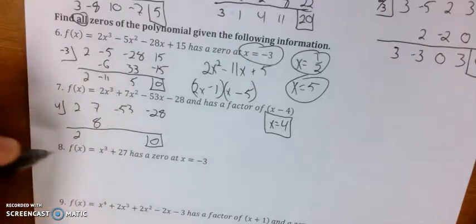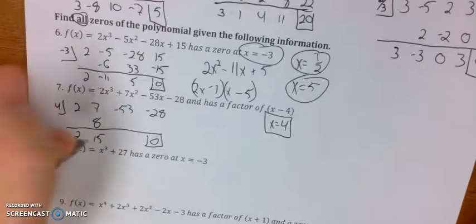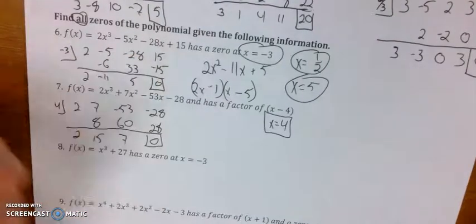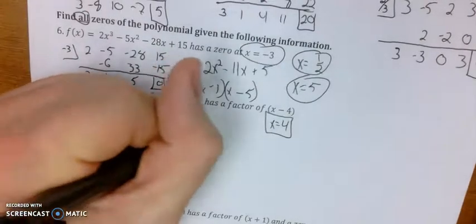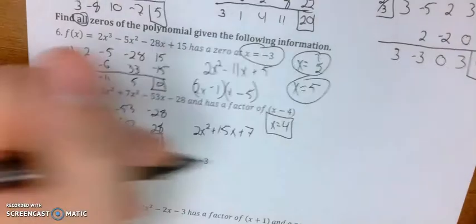Drop down the first number. Every time we go diagonally, we multiply. Ooh, 15 times 4 is 60. Okay, so now we're at 7, 28. Sweet. So I've got 2x squared plus 15x plus 7.